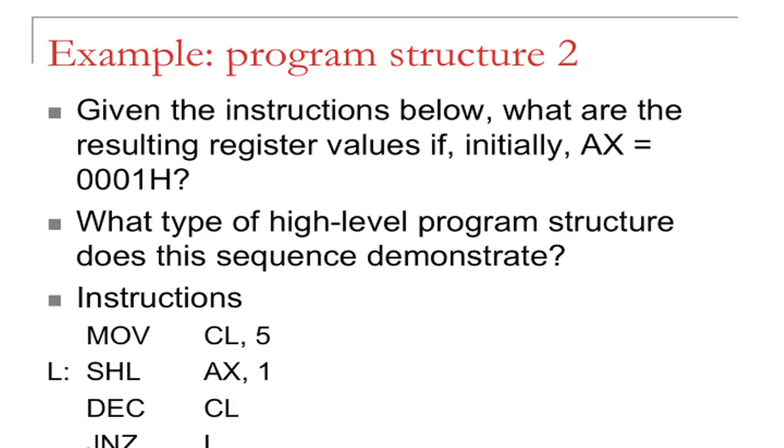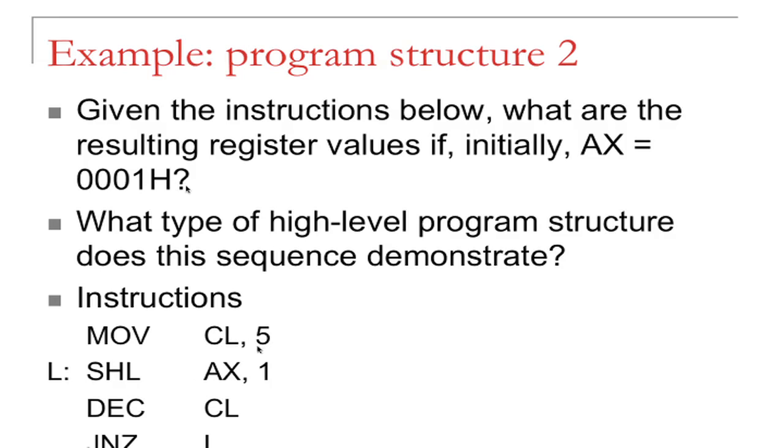The second example, we have 4 instructions: move, shift, decrement, and JNZ. JNZ is jump not 0, and the target is L. Let's assume initially AX has a 1. What type of high-level program structure does this sequence demonstrate? You're right, it's a loop. How do we know that?